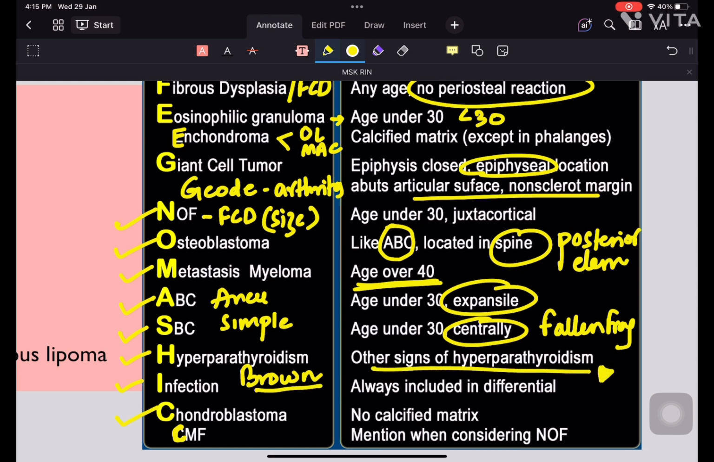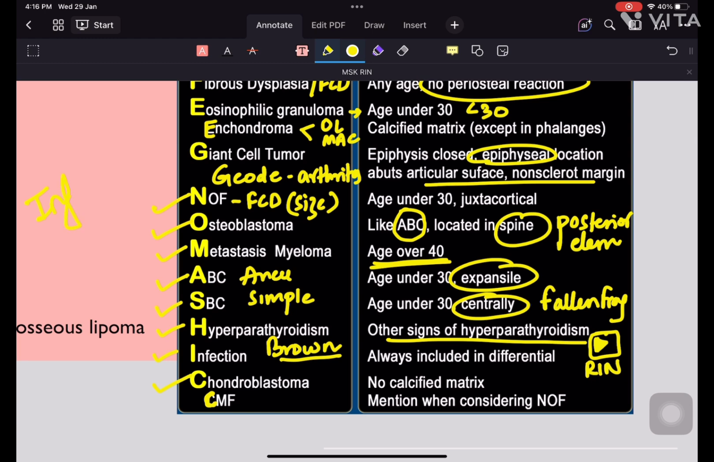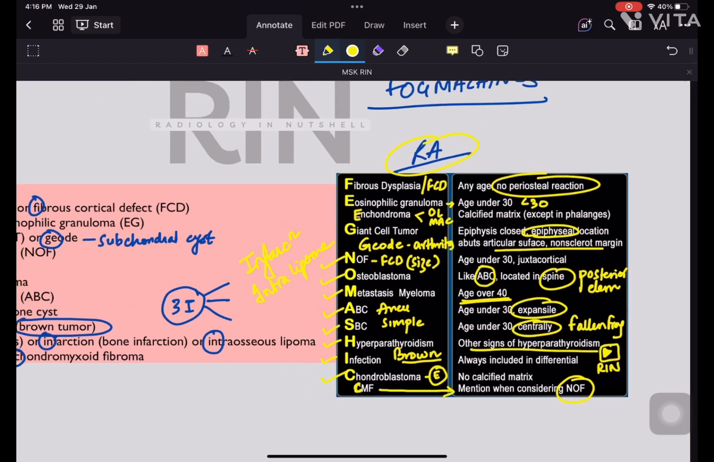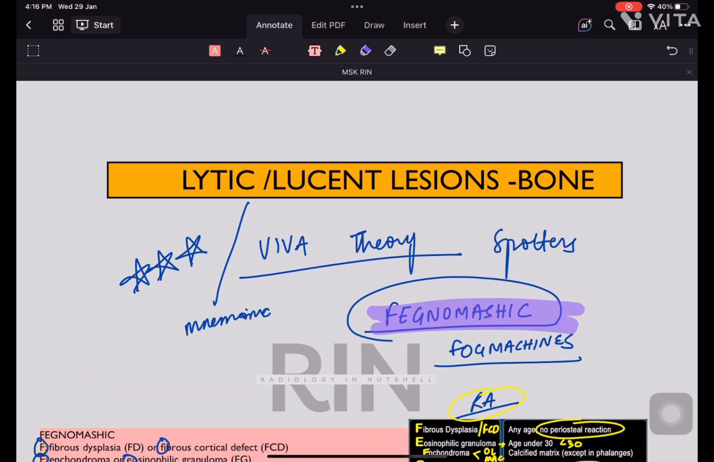And I is for 3, that is infection, infarction, and intraosseous lipoma. Watch the video on the Radiology in Nutshell channel on YouTube for hyperparathyroidism signs in radiology. I is for infection, infarction, and intraosseous lipoma, right? So in the infection, we have seen Brodie's abscess, infarction, we have seen multiple lesions in distal femur and proximal tibia, and intraosseous lipoma is cockade sign. Chondroblastoma, E is for epiphyseal origin, and chondromyxoid fibroma. Whenever you are mentioning the term non-ossifying fibroma, the other differential that should be kept in mind is chondromyxoid fibroma.